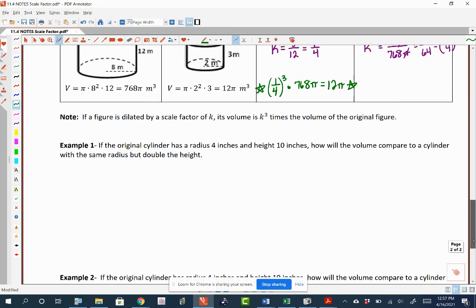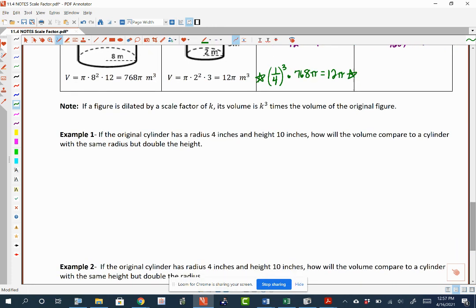Let's look at a couple examples where we want to find some scale factors. So example 1, if the original cylinder has a radius of 4 inches and a height of 10 inches, how will the volume compare to a cylinder with the same radius, but double the height?